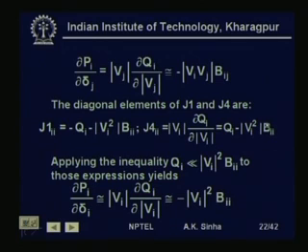So, if we see these elements, applying that Q_i is much smaller than V_i square B_ii, that means this term is much smaller than this term. So, the expression for del P_i by del delta_i will be approximately equal to V_i into del Q_i by del V_i, and both will be approximately equal to V_i square into B_ii. So, this is what we see, that the diagonal elements will be given by this, whereas the off diagonal elements will be given by this.